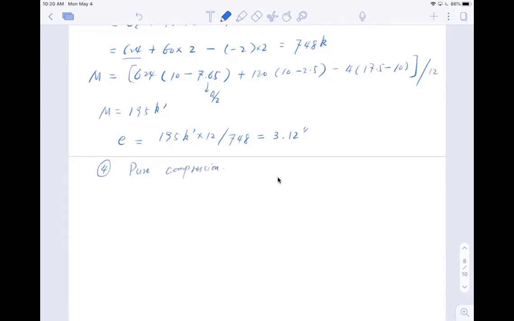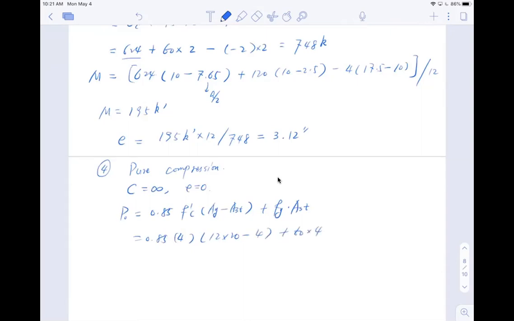Pure compression. For pure compression, I want my C, the total compressive zone, equal to infinity, an infinitely large compressive zone, and I don't want any eccentricity, so E equal to 0. In this case, I recover my original compression equation: 0.85 F prime C times (AG minus AST) plus FY AST. Bringing in the numbers: 0.85 times 4 times (12 multiplied by 20, total area, minus 4) plus 60 times 4, and this gives me 1,042 kips.